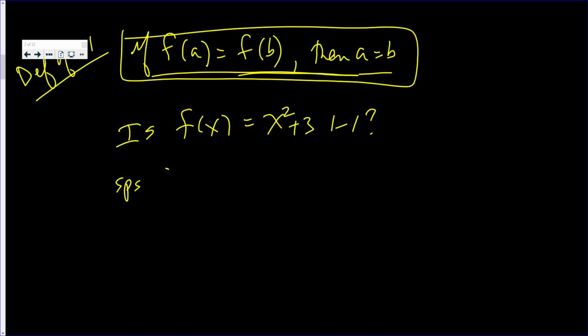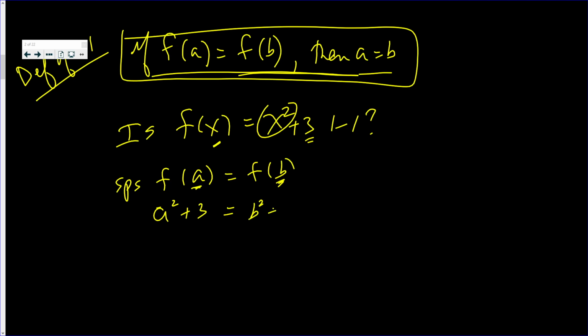So suppose that f of a is equal to f of b. What does f do to what's inside the brackets? It squares it and adds 3. Okay, I'll square what's in the brackets and denote that I'm adding 3. Square what's in the brackets, add 3. So now I take away 3, and we're going to get closer to determining if a equals b.